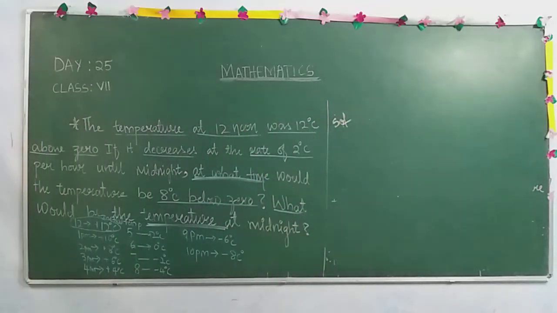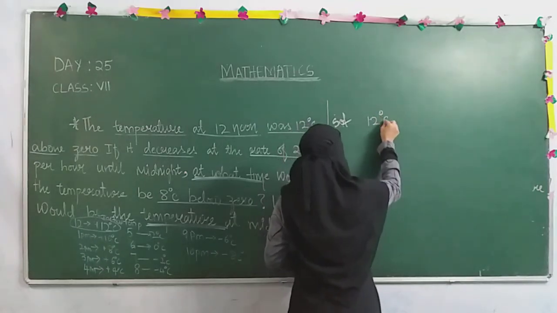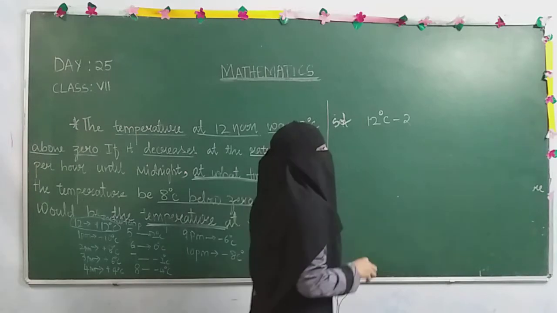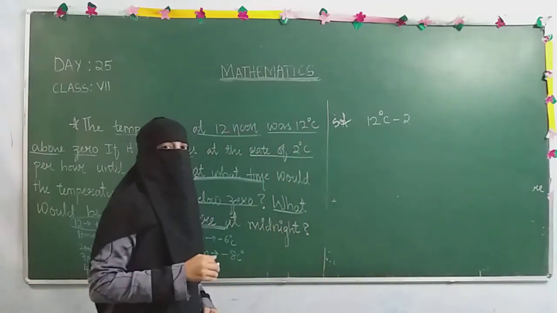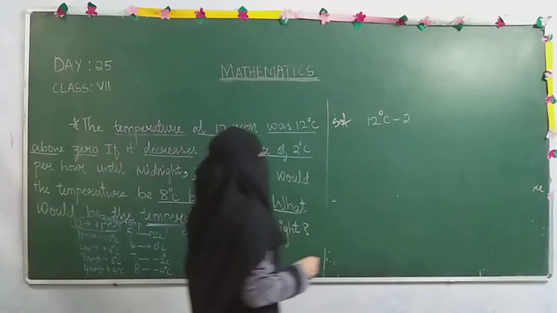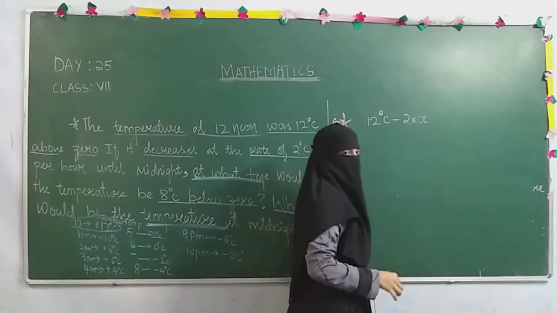So what is asked in the question? It is asking the temperature. We don't know the temperature. We know the initial temperature. The initial temperature was 12 degrees centigrade. So first we are going to write the initial temperature, that is 12 degrees centigrade, minus 2 we are writing because the temperature is decreasing. Okay, so at what rate? At 2 degrees centigrade. Before we have mentioned x, where x will be the time.